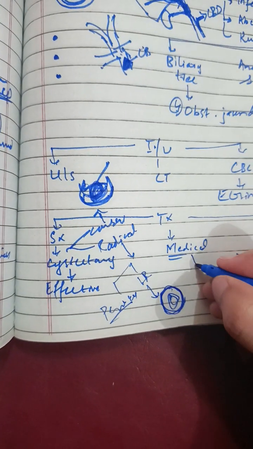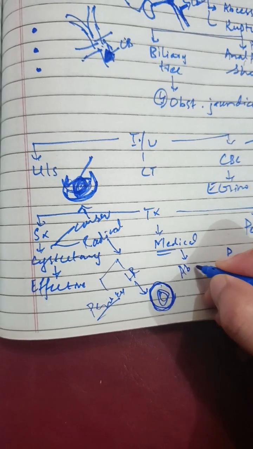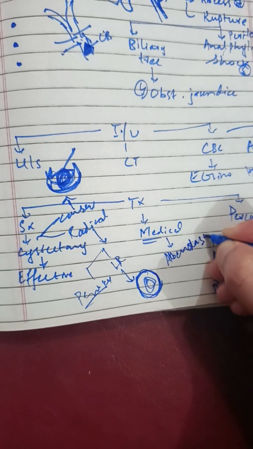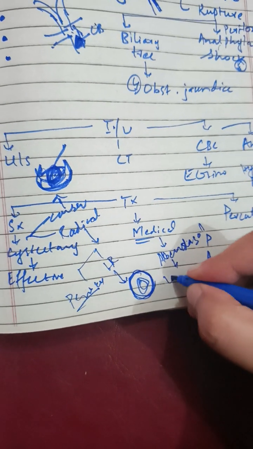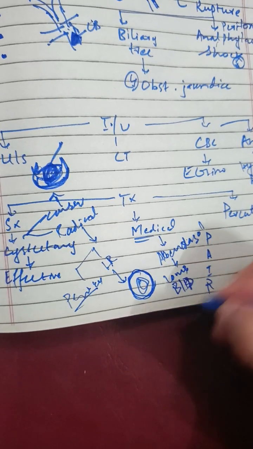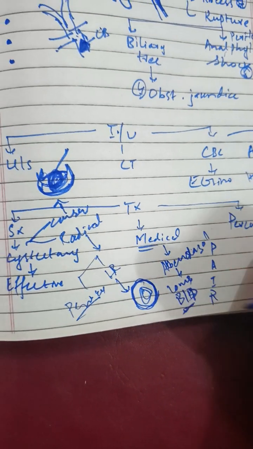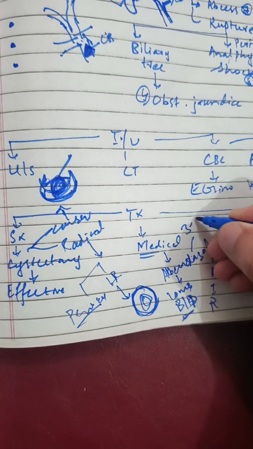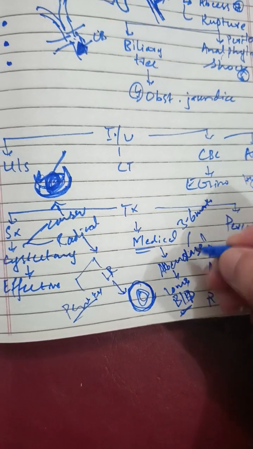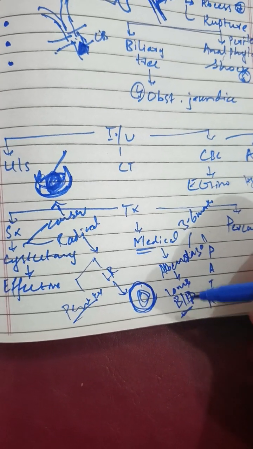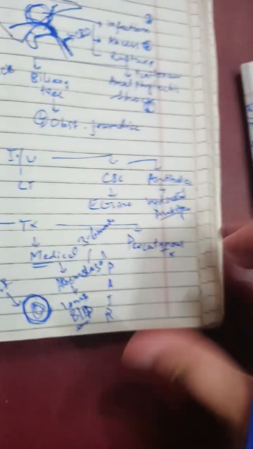In the medical treatment, we can give albendazole or mebendazole to the patient. Albendazole is given 10 milligram BD, twice a day. BD means twice a day. It is given twice a day for 3 to 6 months. And then we can do percutaneous treatment.